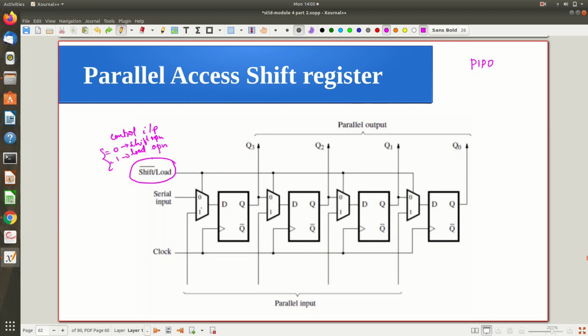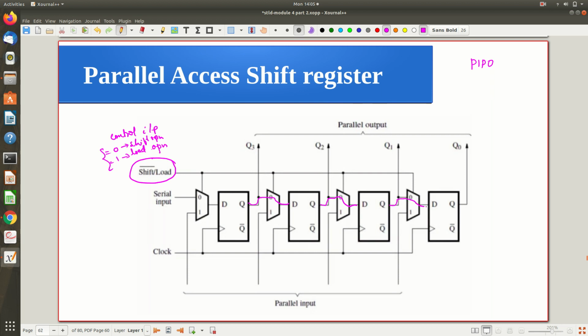Now what else? That shift bar load will act as the control input for the multiplexer, I mean the select input of the multiplexer. By default, whenever the select input is 0, that corresponds to the shift operation, and the serial input will be selected. For the shift operation, the serial input goes to the first D flip-flop. For the second one onwards, it is the output of the previous one, and for the third one onwards, like this. So this is a shifting operation.